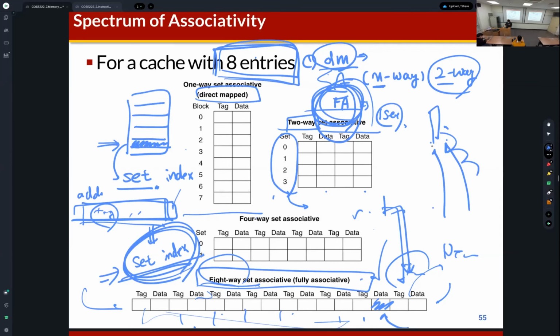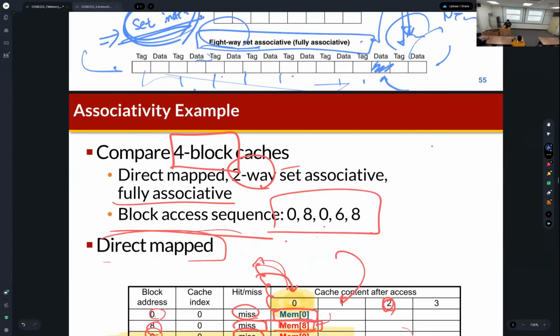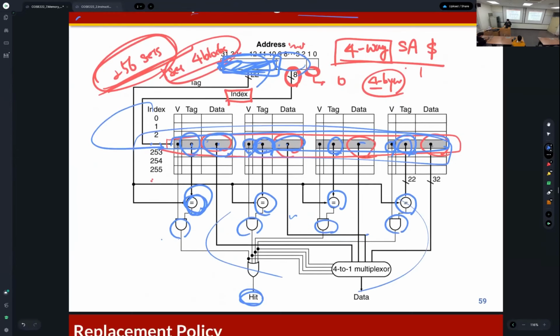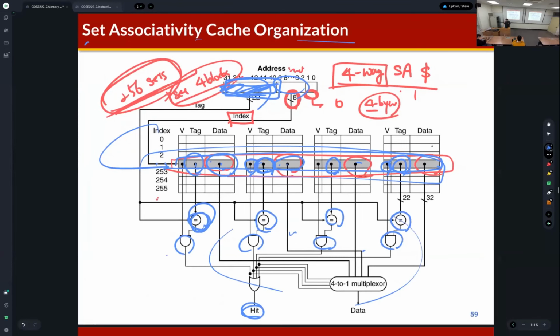Okay. So I briefly explain the hardware organization of the set associative cache using this example. This is the example of the four-way set associative cache. Okay, so as you can see, this cache has 256 sets.